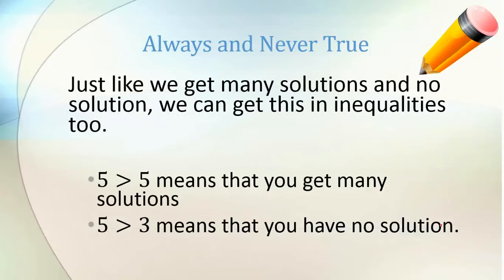Now, just like we can get many solutions and no solution, we can get those for inequalities too. What this is going to look like: 5 is greater than, oh, that should be greater than or equal to 5. That means you get many solutions, because 5 does equal 5. Or if you get 5 is greater than 3, that means that you have no solution. Now, what if I would have gotten 5 is greater than 5? 5 is not. This would be a no solution. So be very careful. Please watch out. Make sure you don't screw up just because you were reading it too fast.